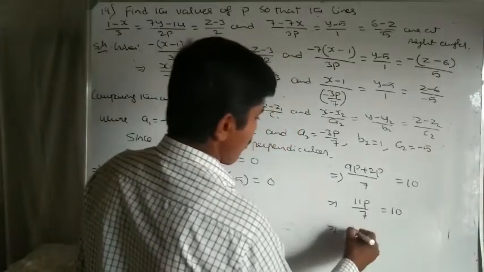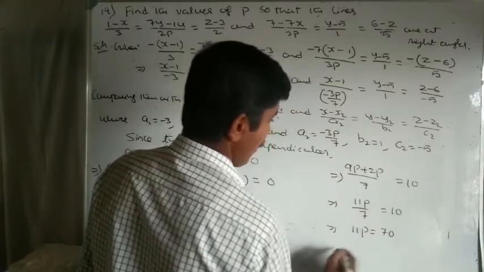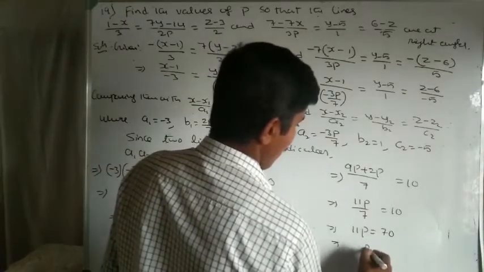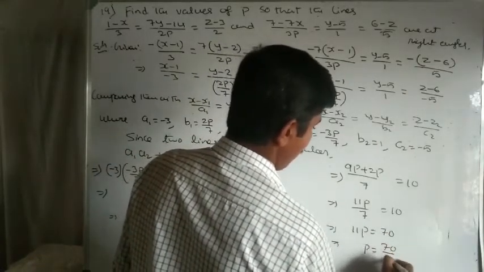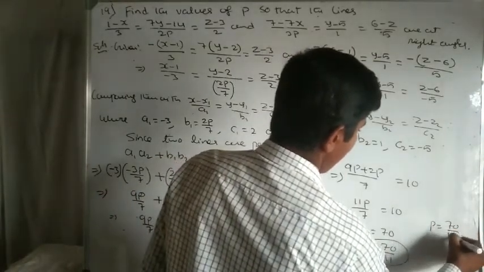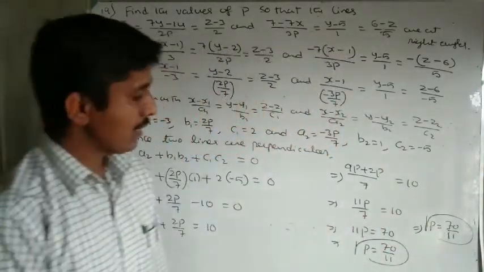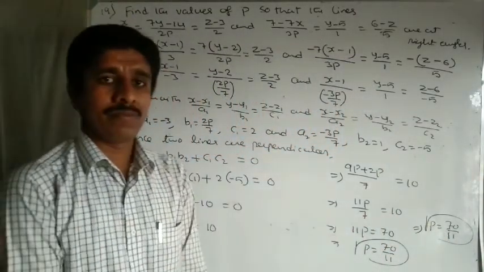By cross multiplication, 11p equals 7 into 10, 70. Then p equals what? 70 by 11. p equals 70 by 11. So got it, this is the value of p.